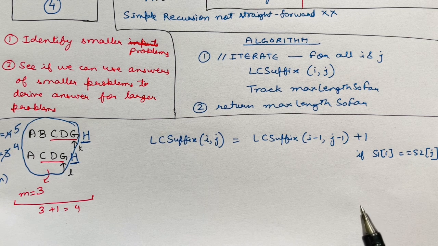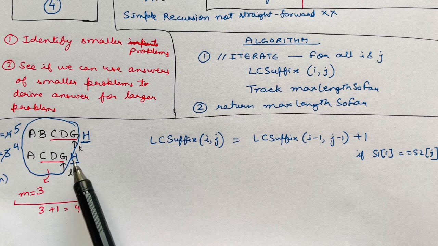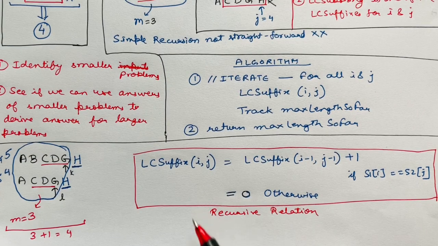And what happens if they are not equal? Let's say here instead of h in S2 it was some other character like r. Then what will be the length of the longest common suffix? It will simply be 0 because even the last character is not equal. So this is our recursive relation to calculate the longest common suffix.